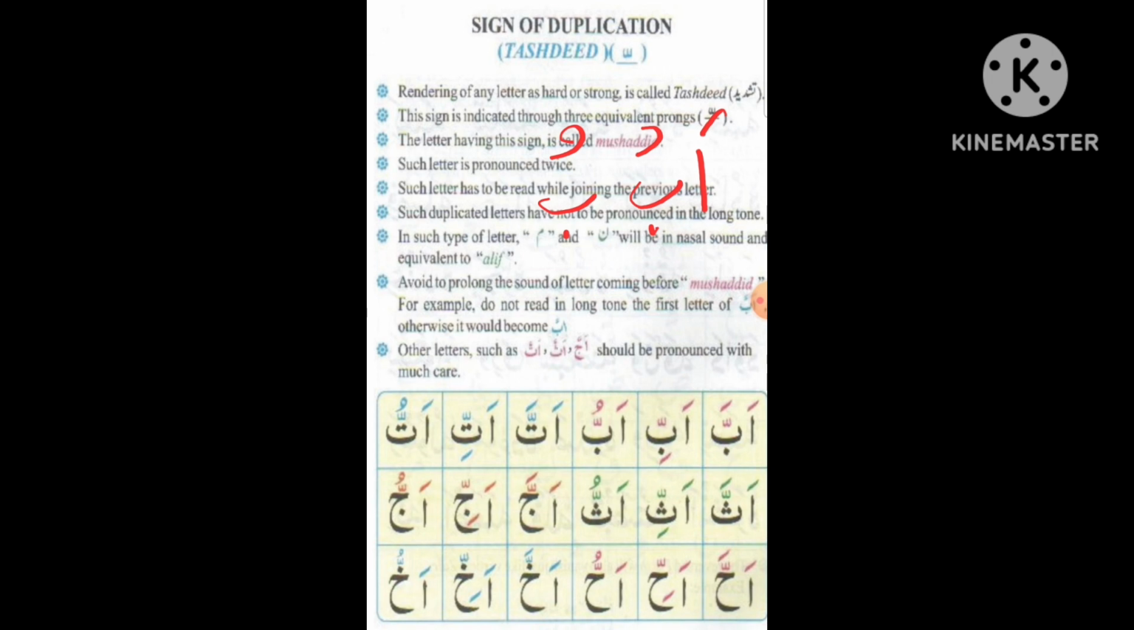Now read with me. Bismillahir Rahmanir Rahim. Alif Ba Zabar Ab, Ba Zabar Ba, Abba. Alif Ba Zabar Ab, Ba Zair Bi, Abbi. Alif Ba Zabar Ab, Ba Pesh Bu, Abbu. Alif Ta Zabar At, Ta Zabar Ta, Atta. Alif Ta Zabar At, Ta Zair Ti, Atti. Alif Ta Zabar At, Ta Pesh Tu, Attu.